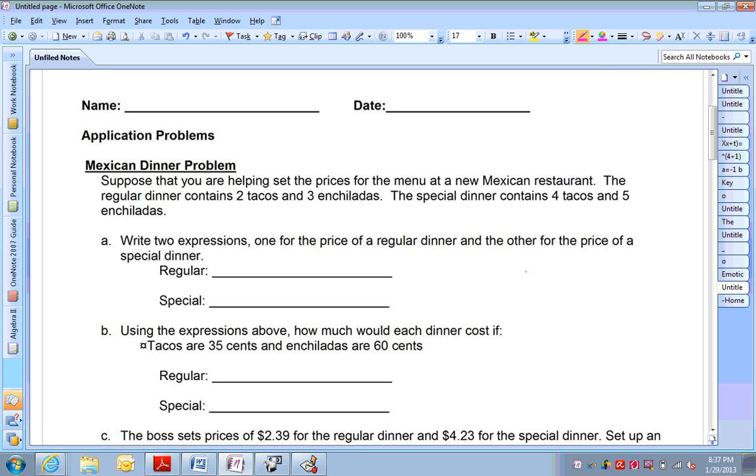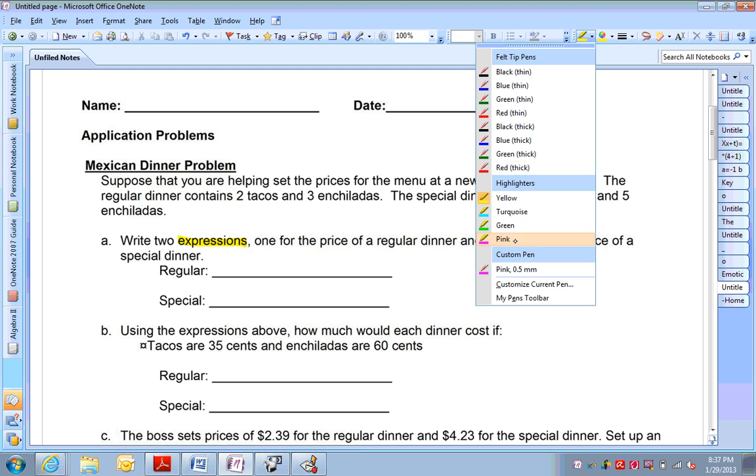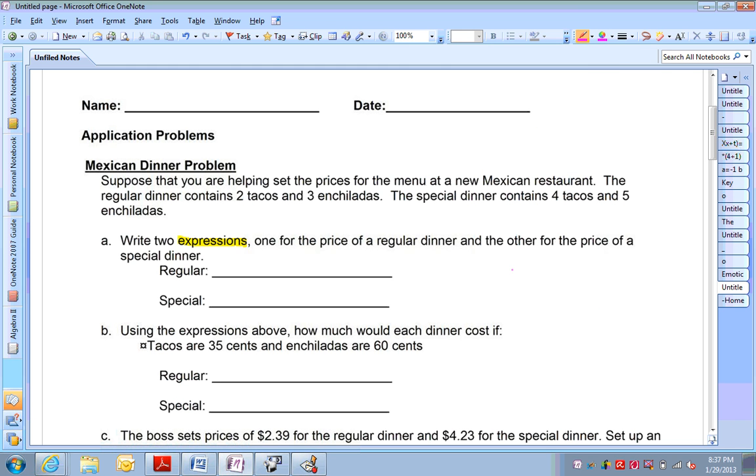Alrighty, so first thing we need to do is check this Mexican dinner problem out. It says, suppose you're helping set the prices for the menu at a new Mexican restaurant. The regular dinner contains 2 tacos and 3 enchiladas, and the special dinner contains 4 tacos and 5 enchiladas. Part A asks us to write 2 expressions, one for the price of a regular dinner and the other for the price of the special dinner. Well, if you notice, the key word here is expressions. Now, expressions are different than equations. Expressions do not have an equal sign.